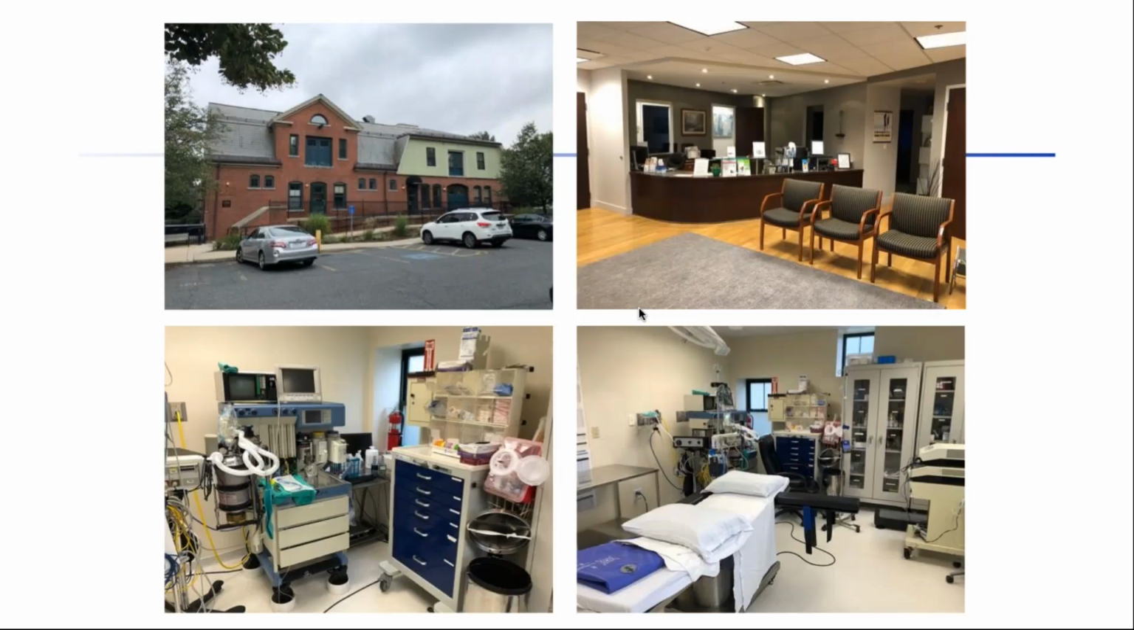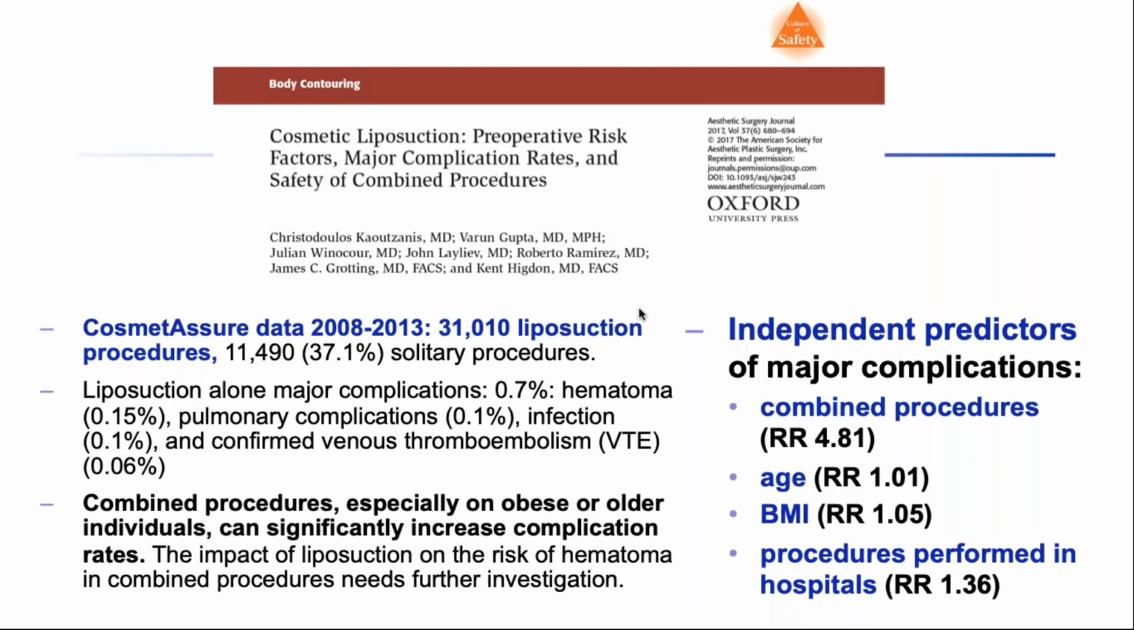In terms of the plastic surgery literature, CosmetiSure data came out in 2017, and this CosmetiSure data was a special malpractice insurance from board-certified accredited physicians. Specifically, they looked at liposuction procedures, 31,000, 11,500 of which were solitary procedures. The major complications were hematoma, pulmonary complications, infection, and venous thromboembolism. And it was found that independent risk factors were combined procedures performed in hospitals, age, and BMI.